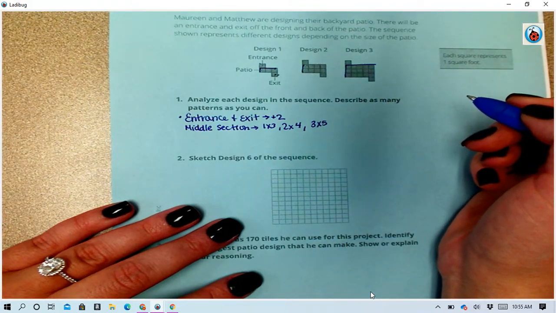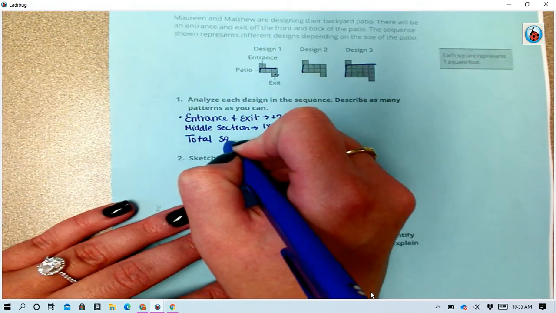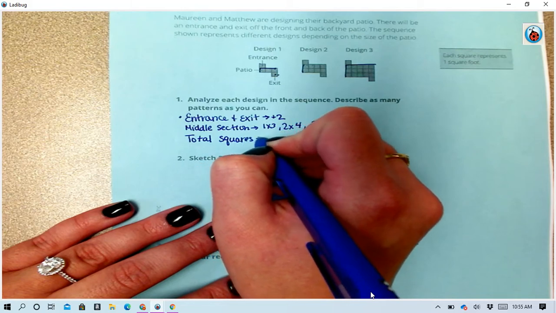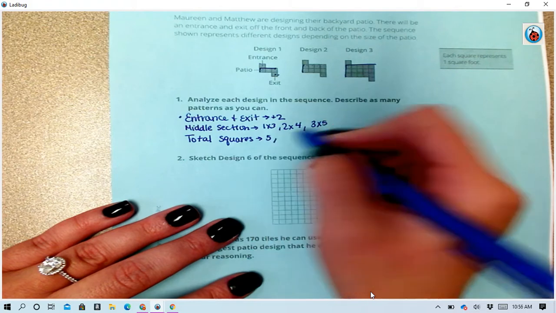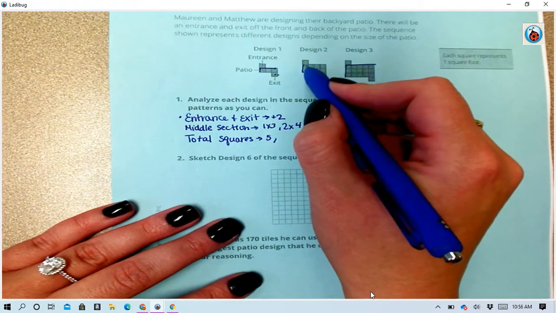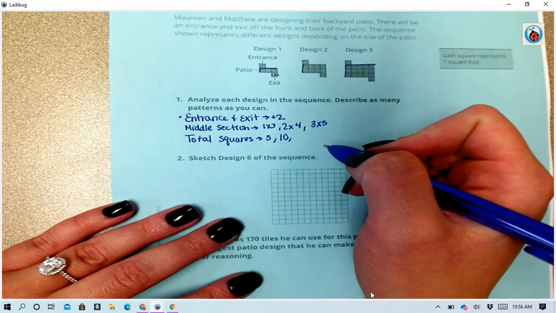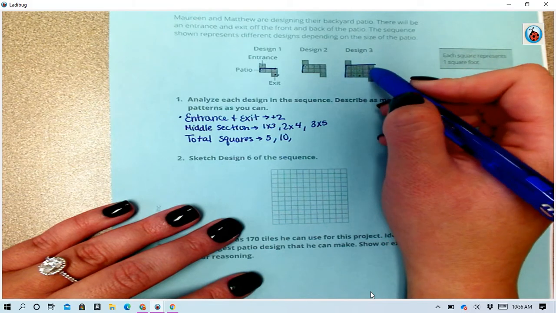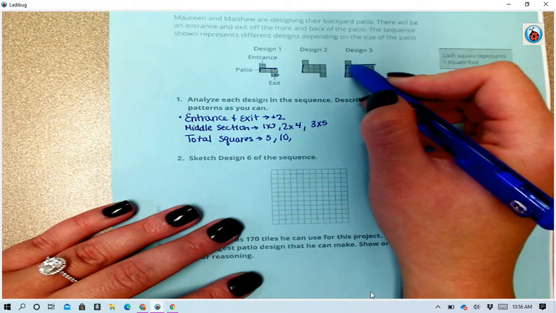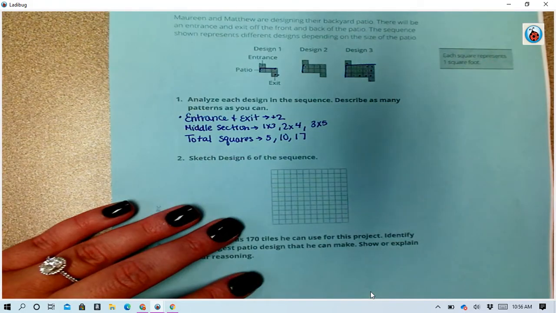And then I took a look at the total number of squares. And in the first design, there's 5. There's 3 in the middle and then 2 on the ends. And then there was 10. 1, 2, 3, 4, 5, 6, 7, 8, 9, 10. And then we had 17. 1, 2, 3, 4, 5, 6, 7, 8, 9, 10, 11, 12, 13, 14, 15, 16, 17. And that's all I had.